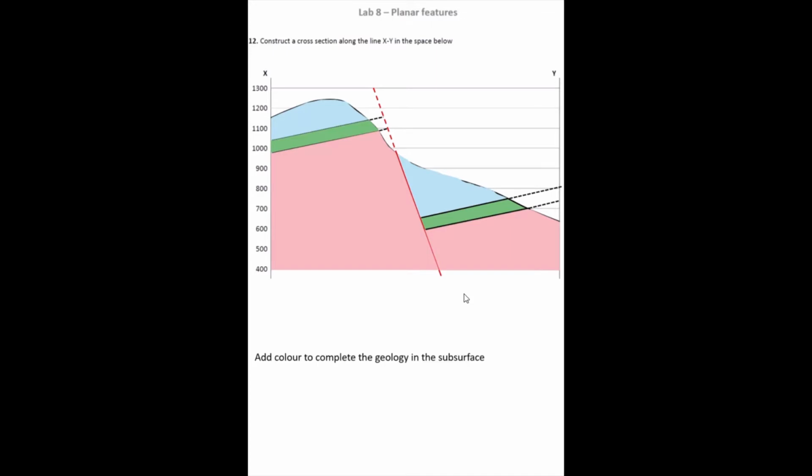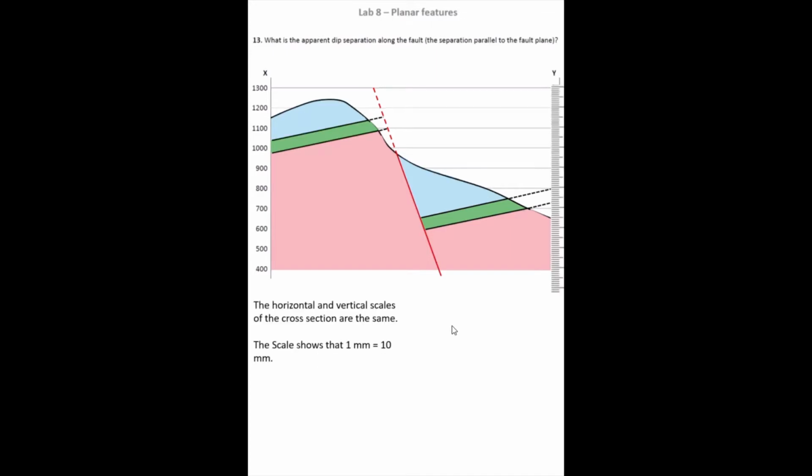Okay, this next question asks us to calculate what the apparent dip separation is along the fault. So the distance between two formerly contiguous points along the fault. So this contact here between the blue unit and the green unit, before this fault had happened, can you see that they link back up? Like if this fault wasn't there, this part of the bed would just continue up like this, but it's been faulted downwards.